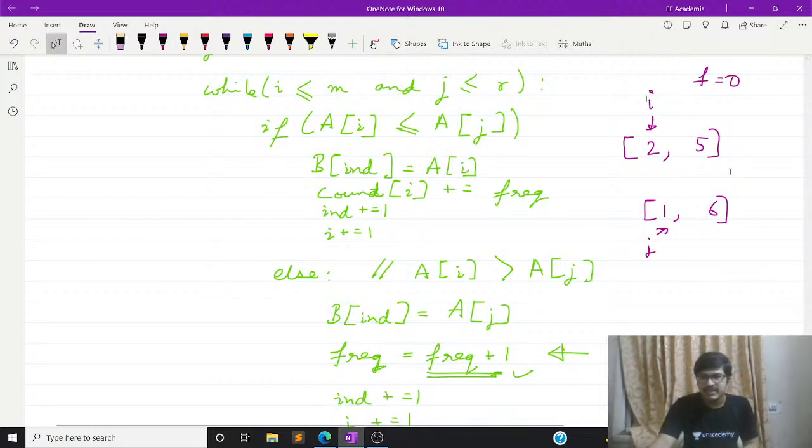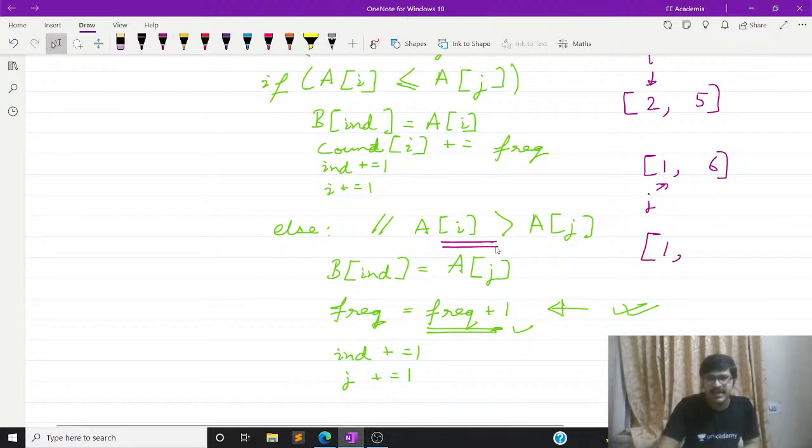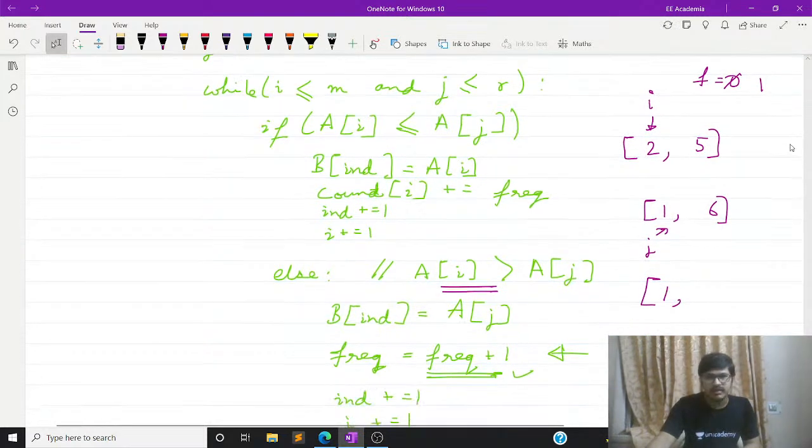I say that this element is smaller, 1 is smaller, so I append 1 into our array and I increment this variable by 1. That means this case, A of I greater than A of J. This is the case. So I put 1 in the array and I increment the frequency variable by 1. That's it. And also I increment J.